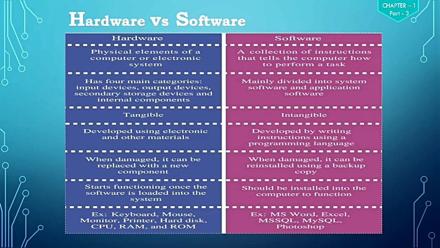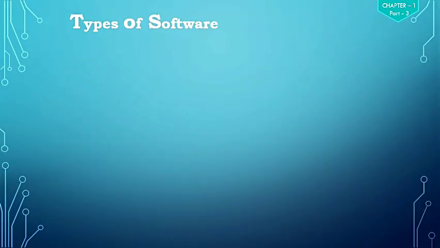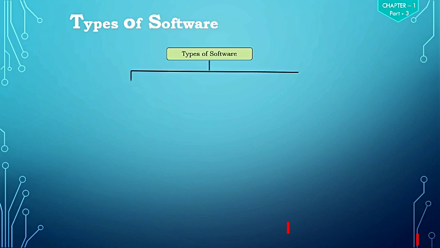Now we'll move to the next topic, that is different types of software. Depending on the mode of interaction with the hardware and the functions to be performed, software can be broadly classified into two categories. Number one is system software and number two is application software.